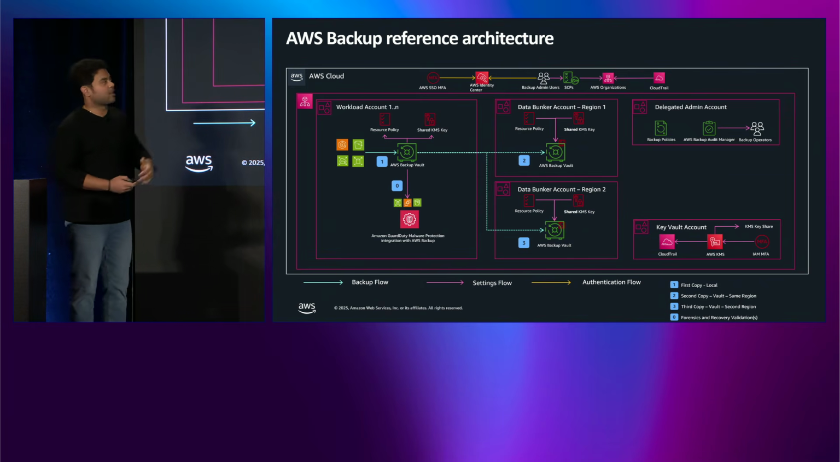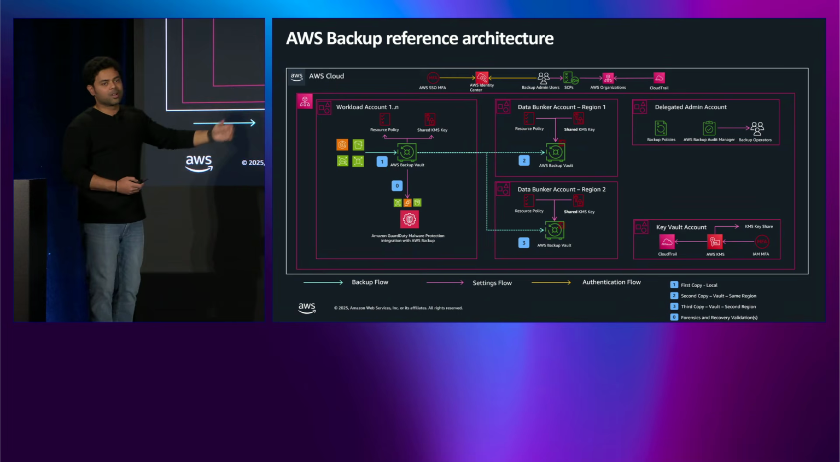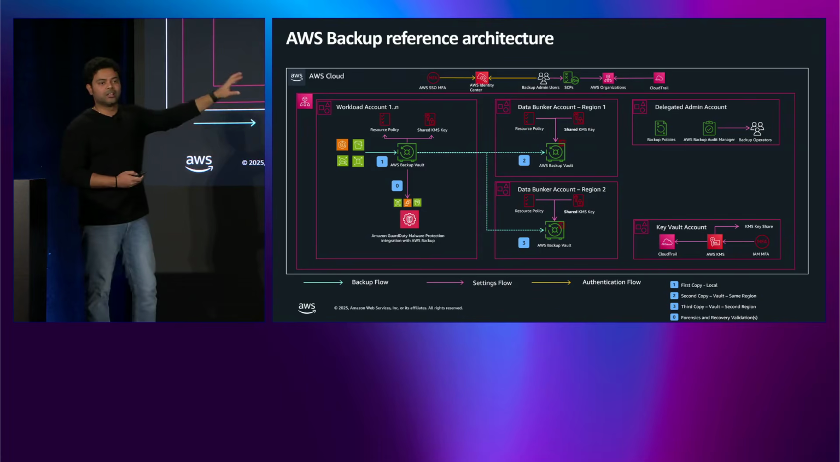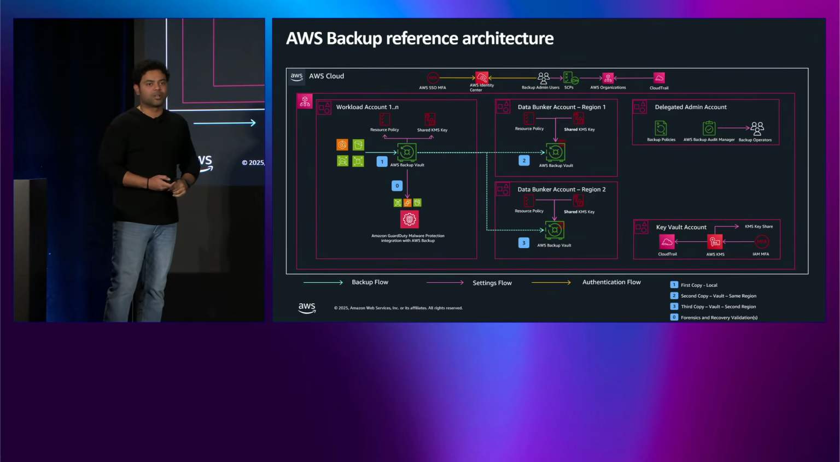So in case the primary region where your workloads and your data bunker one account are down, if that region is inaccessible, you would still want to recover back from those scenarios, and that's when you'll use the third copy of data that's sitting in another region in a data bunker account as a way of recovering back from it.